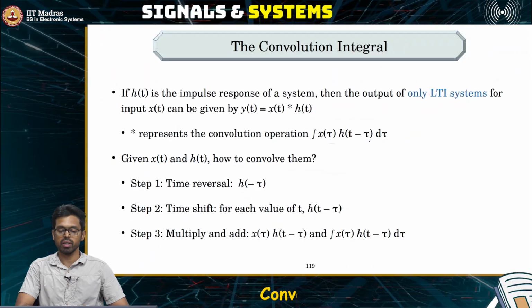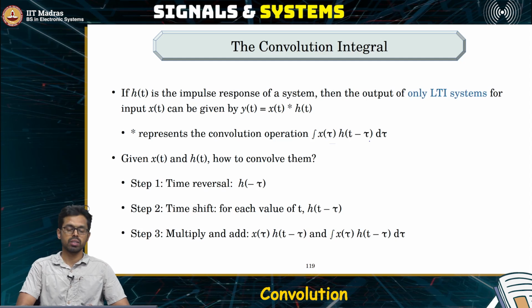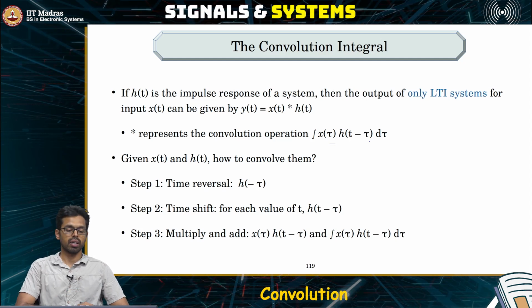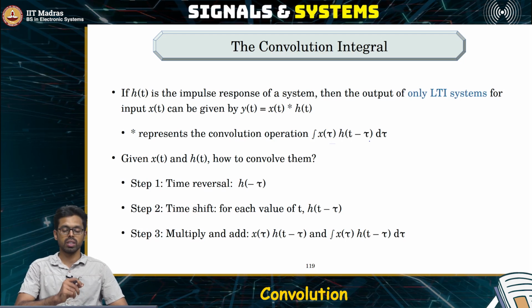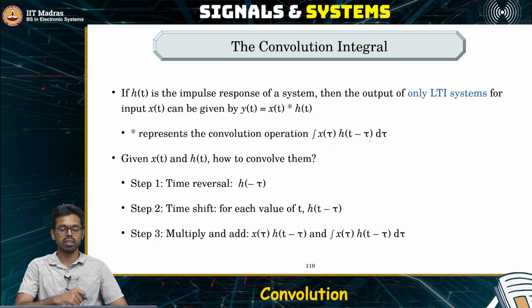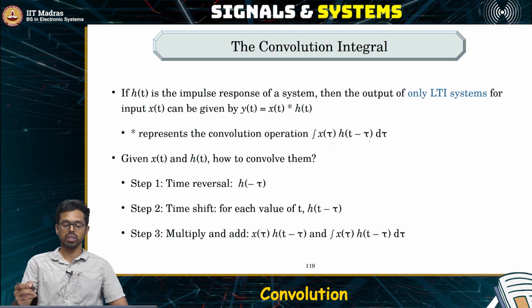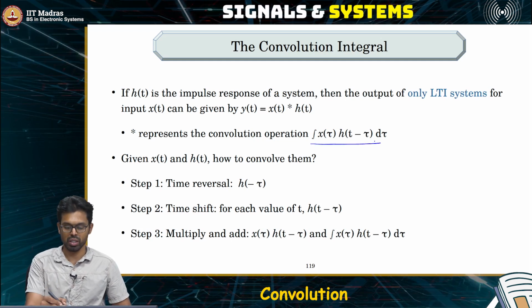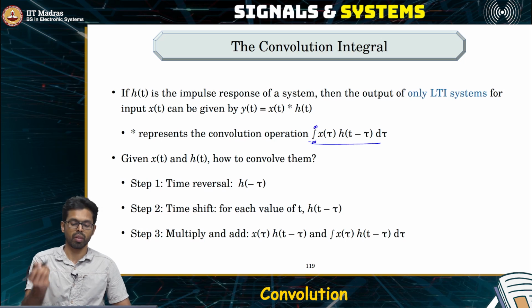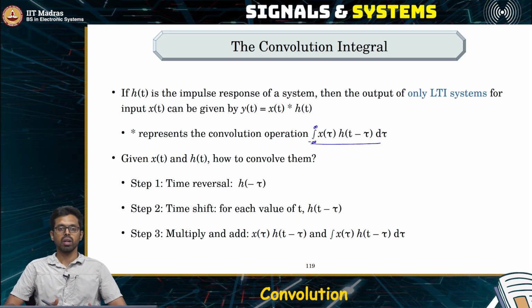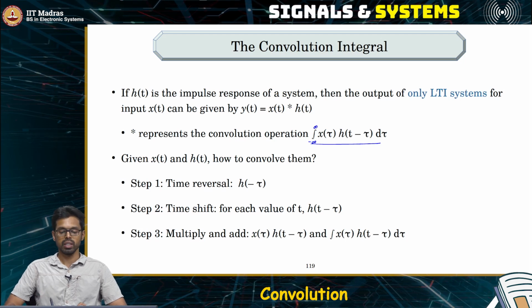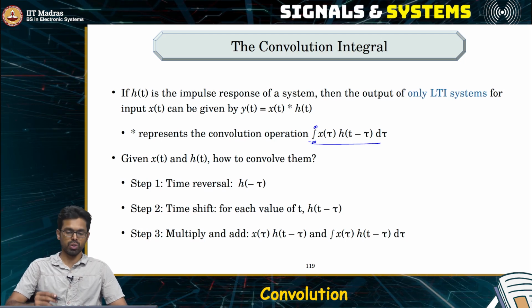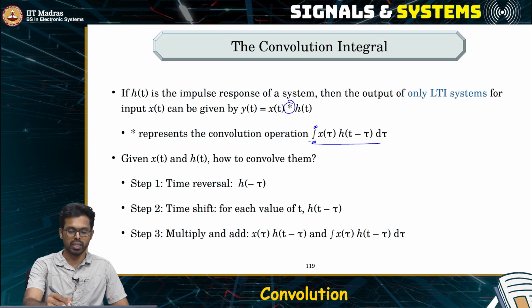So as you saw, given an LTI system and its impulse response, you can completely characterize the output of the LTI system for any arbitrary input using a particular integral. And this integral is what we will call the convolution integral. So this integration between the input and the shifted versions of the impulse response is what we denote as the convolution, and it is denoted by this symbol.